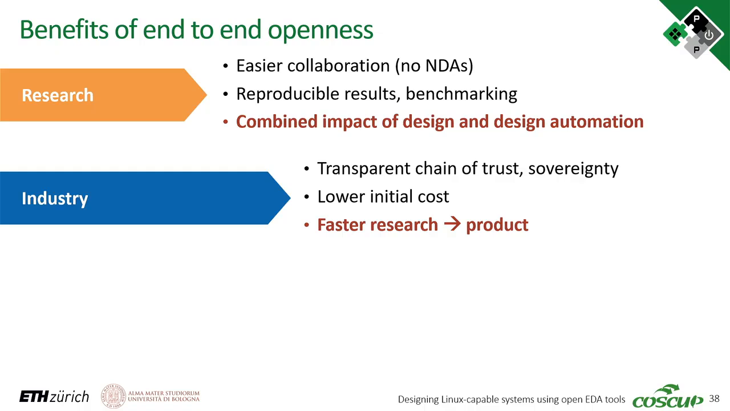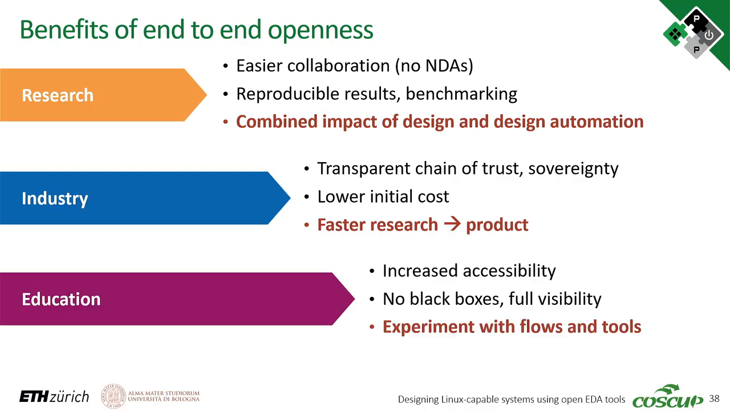And then the next thing is the industry also profits. For example, for security applications, this transparent chain of trust, so that every step is auditable, is important, and it also lowers the initial costs, so startups don't have to spend millions of dollars just to get the tools. And this can also accelerate the speed at which you can develop new things and release new products.